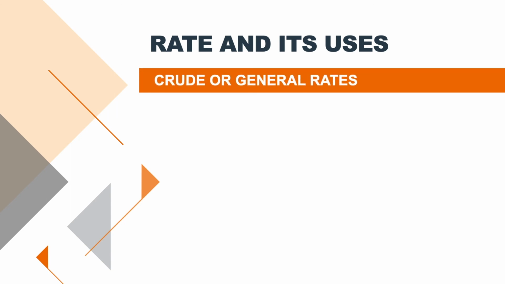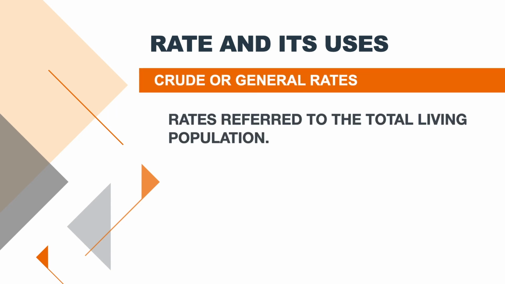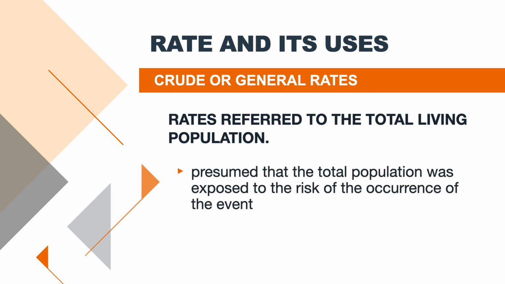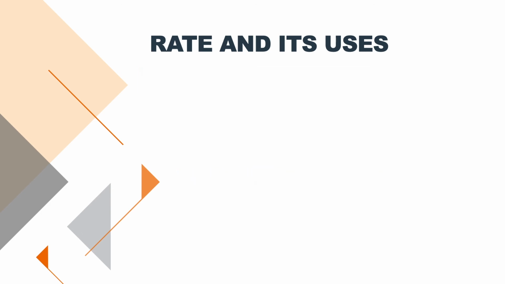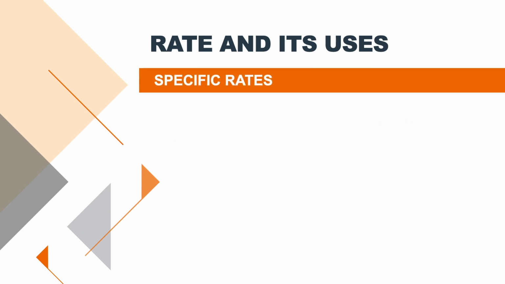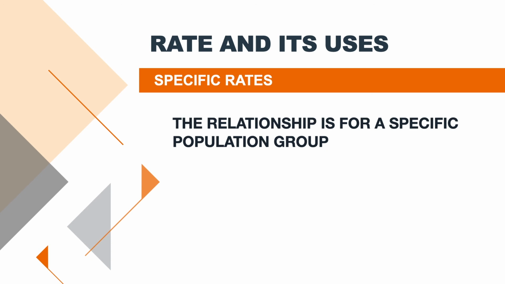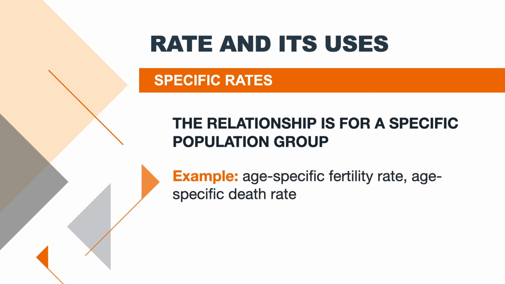Crude or general rates are rates referred to the total living population. It must be presumed that the total population was exposed to the risk of the occurrence of the event. For example are crude birth rate and crude death rate. Specific rates are rates in which the relationship is for a specific population group. It limits the occurrence of the event to that portion of population definitely exposed to it. For example are age-specific fertility rate and age-specific death rate.